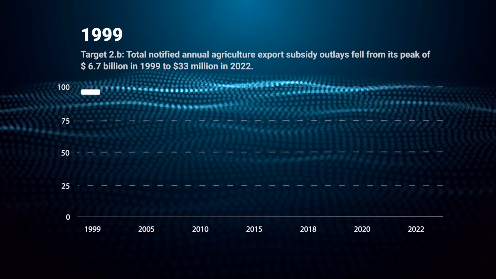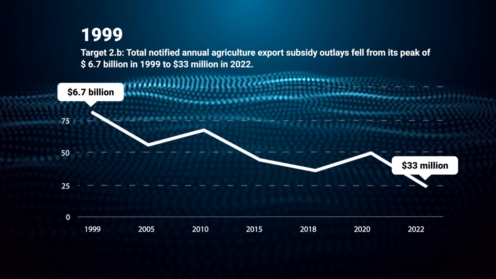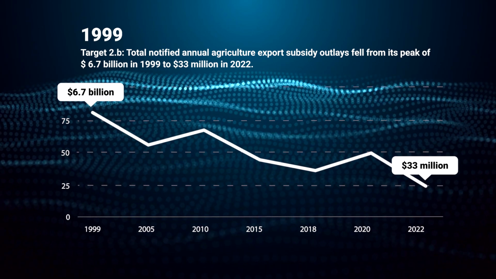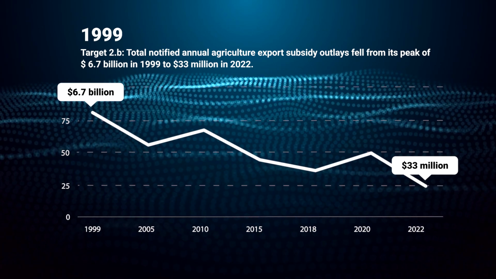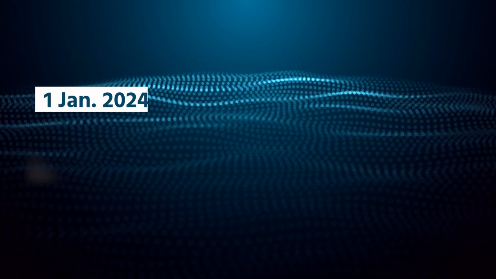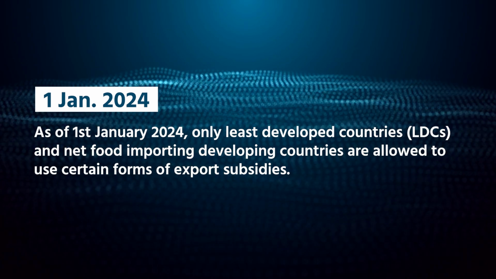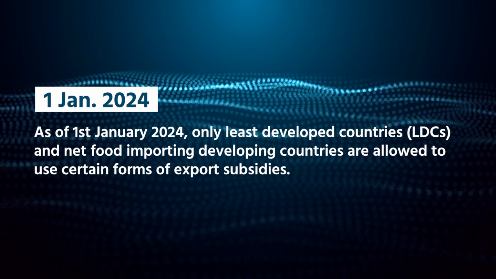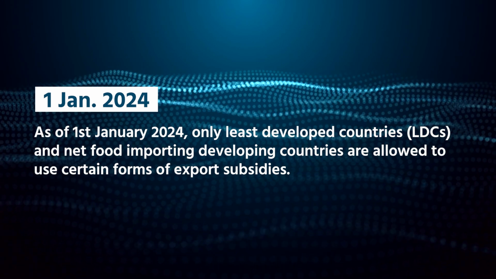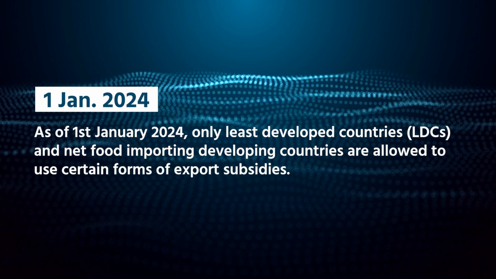When we look into that, the total notified annual agricultural export subsidy outlay is going well. It peaked at $6.7 billion in 1999. Now it is 33 million in 2022, right? As of January 2024, only least developed countries and net food importing developing countries are allowed to use certain forms of export subsidies, right?